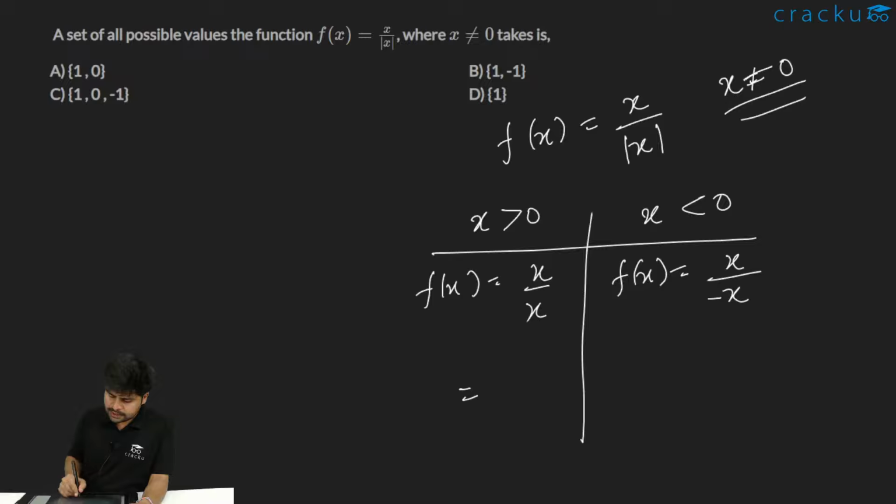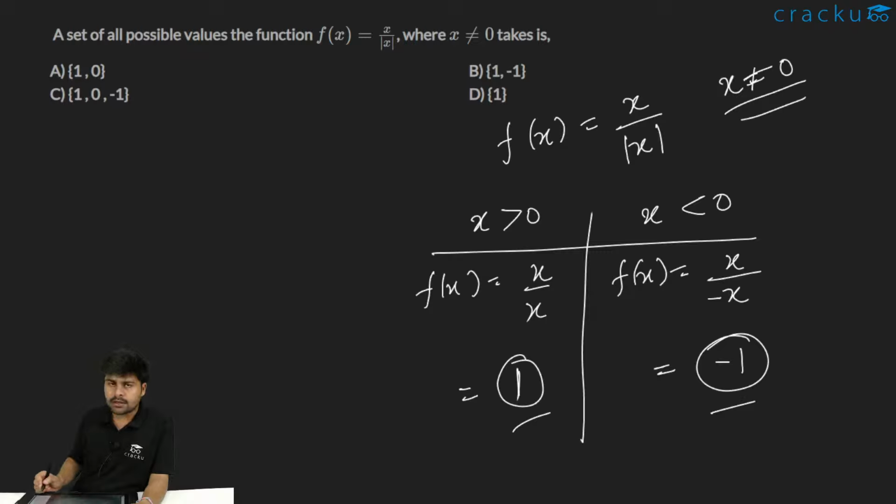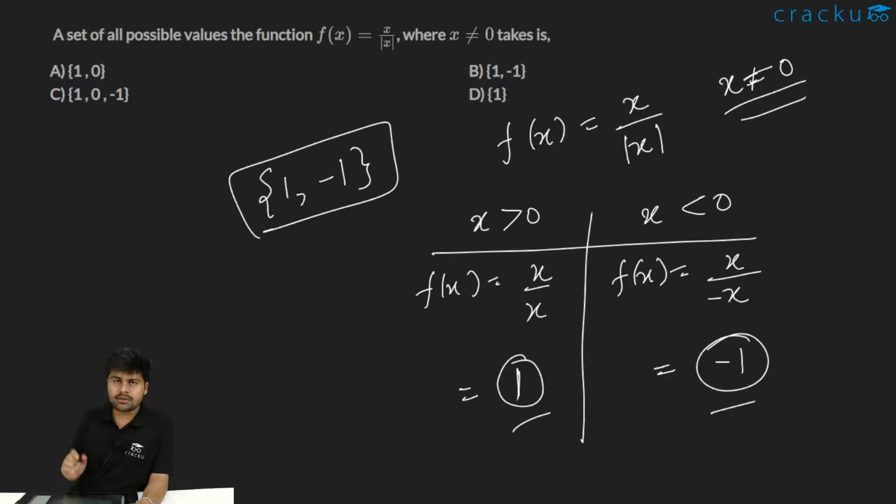In the first case, this is nothing but 1. In the second case, this is nothing but minus 1. So the only possible outputs are 1 and minus 1. Therefore, the range is {1, minus 1}. This is a set, not an interval. The set of 1 and minus 1. These are the only two possibilities. Therefore, option B is the correct answer. Another simple question, right? So these two questions were both simple.